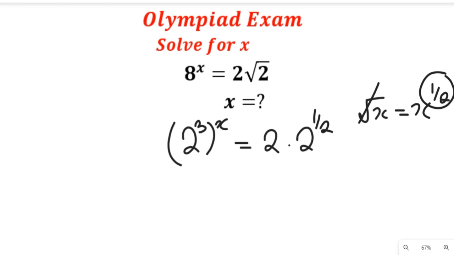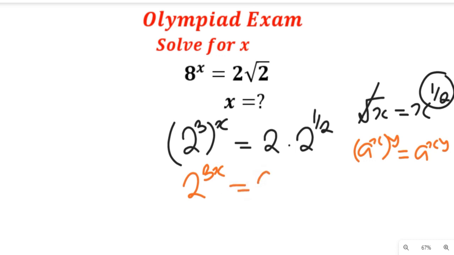Fine. So having gotten that, we'll simplify further. Remember the law of indices: a to the power of x multiplied by y will be equal to a to the power of xy, right? Good. So we'll apply it here. The exponents will multiply. We'll have 2 to the power of 3x, and this will be equal to 2 to the power of 1 multiplied by 2 to the power of 1 divided by 2.